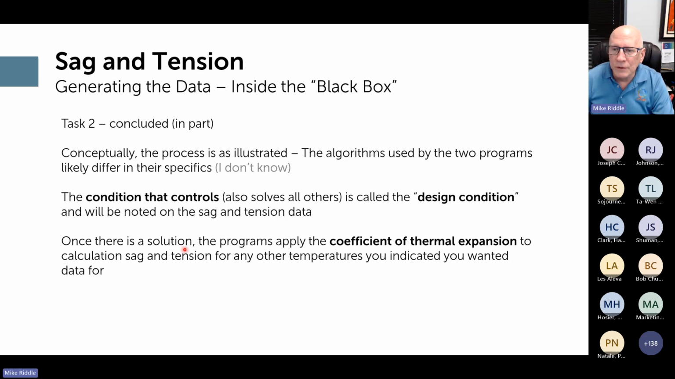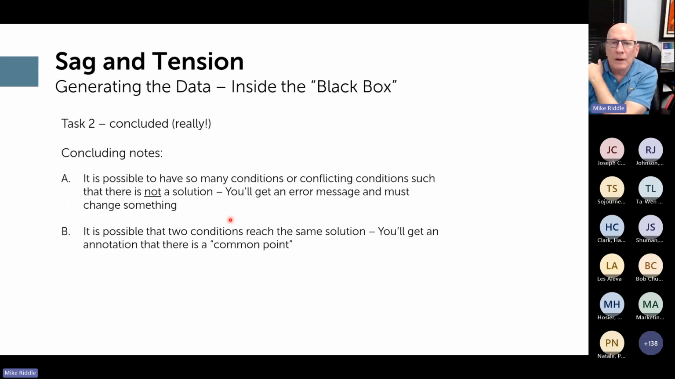And then once you have a solution, the program is going to use the coefficient of thermal expansion to calculate sag and tension for any other temperatures that you indicated you wanted data for. Because remember, metal cables will elongate just in response to temperature changes. So that's how that works. So a couple of closing thoughts on this particular point. Is it possible to have so many conditions or conflicting conditions such that there is not a solution? Yes, absolutely. And you'll get an error message to that effect, and you've got to go back and change something.